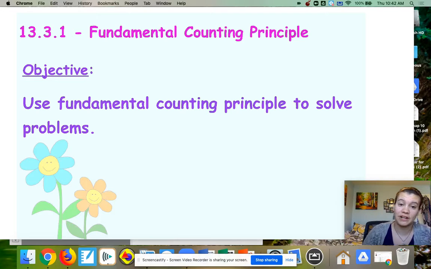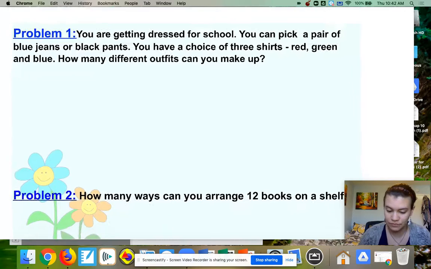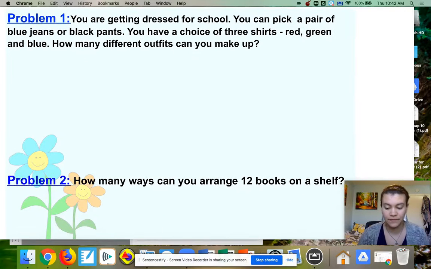So today we're going to be talking about the fundamental counting principle. So, first problem before we do the definition. You're getting dressed for school. You can pick a pair of blue jeans or black pants. So you have two options for pants, and then you have three shirts, red, green, or blue. How many total outfits can you come up with?